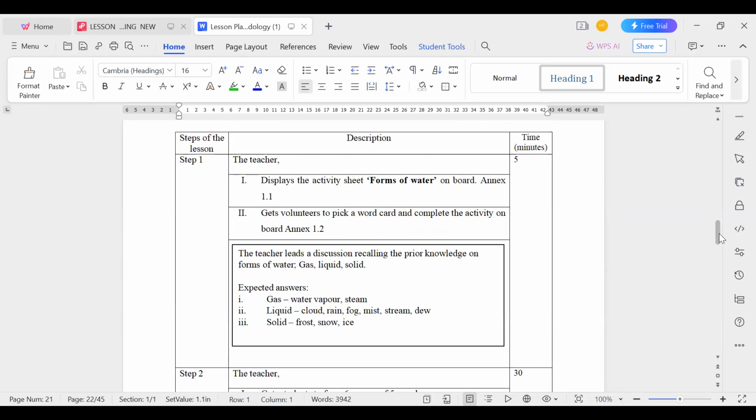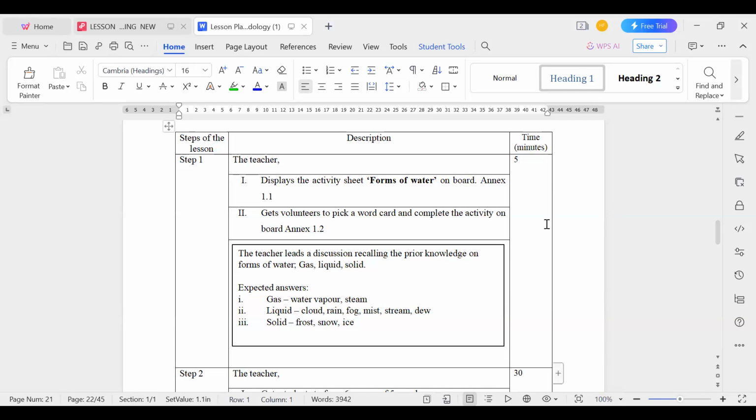This is the teacher activity. Time: 5 minutes. The teacher displays the activity sheet, forms of water, on the board, Annex 1.1. That activity is given as an annexure after the lesson plan. The next step is to get volunteers to pick up a word card and complete the activity on the board, Annex 1.2. All these word cards are given in Annex 1.2.